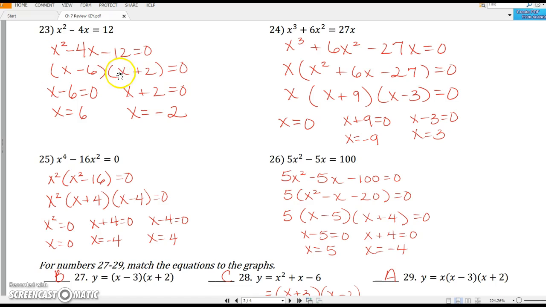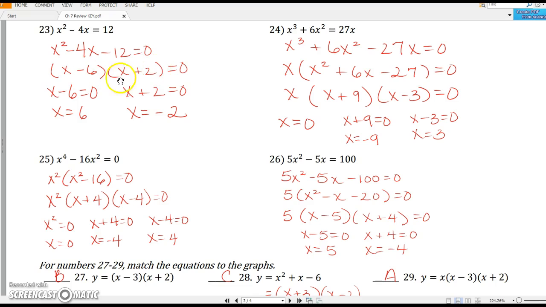Put both of your sets of parentheses down. You look at your first term, it's x squared. The only thing multiplied that will give you x squared is an x and an x. Put those in the front. Factors of 12 that can be subtracted, and I know it's going to be subtracted because they're going to be different signs. Factors of 12 that can be subtracted to give me a 4 would be 6 and 2. You want more negatives because when they combine together, you want it to be negative 4. So put a negative with the 6 and a positive with the 2.